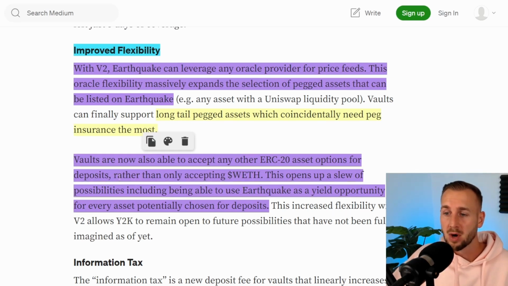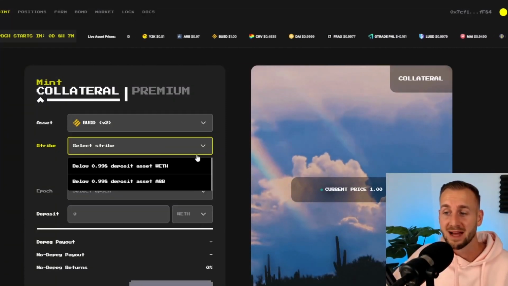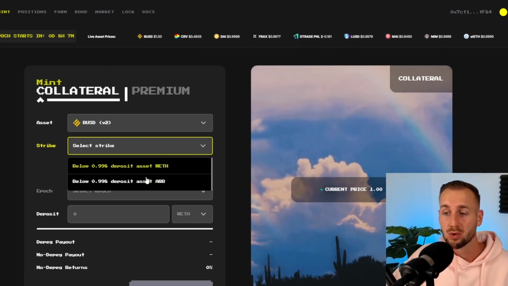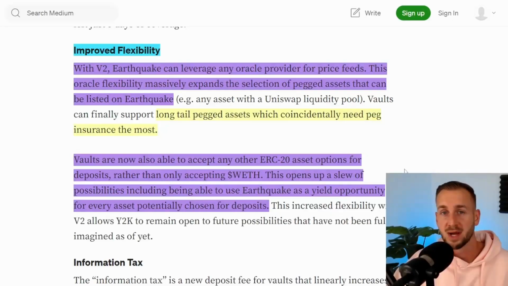Furthermore, as you can see from the bottom paragraph down here, the vaults are now able to accept other ERC20 tokens outside of wrapped ETH. So back to the V2 vaults here, you can see under the strike price here, we have the deposit asset wrapped ETH that was in V1, but now also added is the ARB token from Arbitrum. So if you do have some Arbitrum tokens left from the airdrop and you don't know what to do with them, maybe you could deposit them here as collateral and start to generate some yield off the back of those.